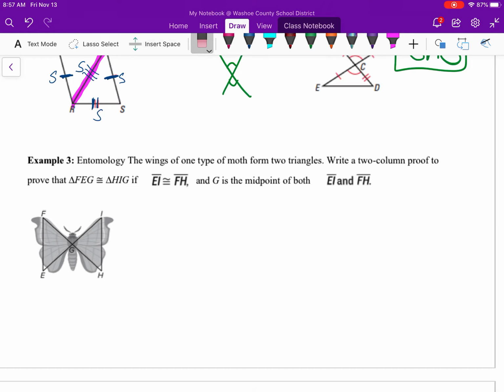Okay, so for example 3, it wants me to write a proof to show that these two triangles are congruent. So let me mark whatever I am given. I'm given that EI is congruent to FH. So EI is this one, and FH is this one. It's also telling me that G is the midpoint. So here, that's the middle.